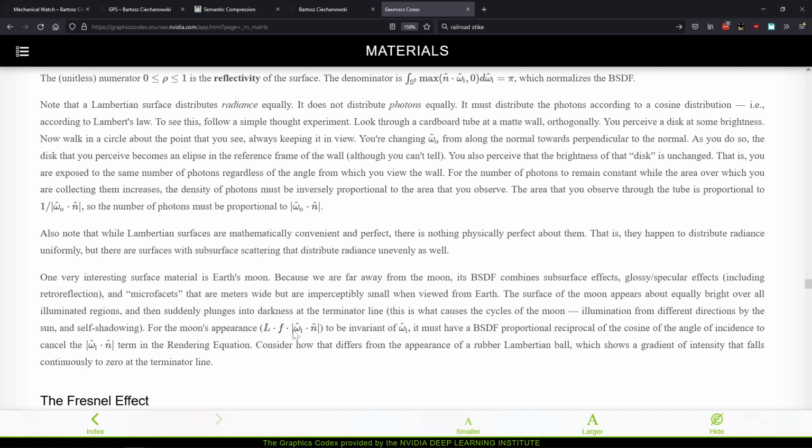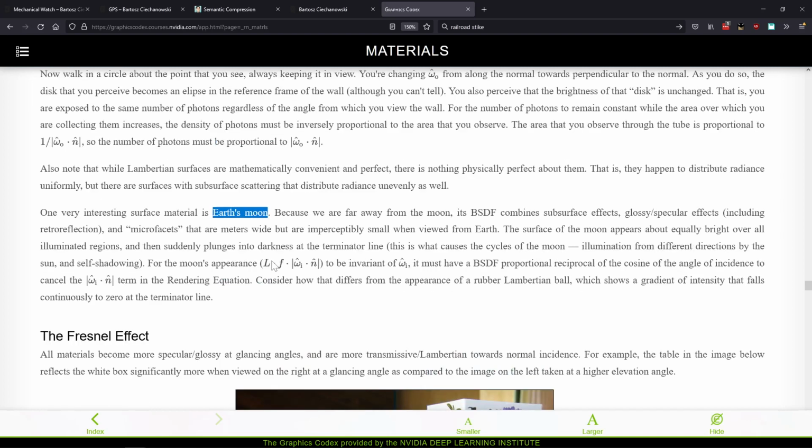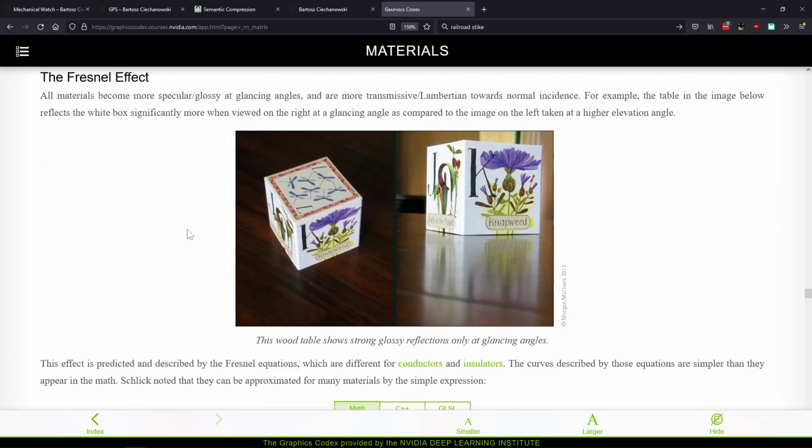So it's L times F times the dot of I and normal. So it divides out. Interesting. Yeah, I never considered the moon's surface to be constant across the surface, but it does look pretty constant. I mean, there are shadows where the craters are, and the regolith that has different absorptive properties. But, oh boy.